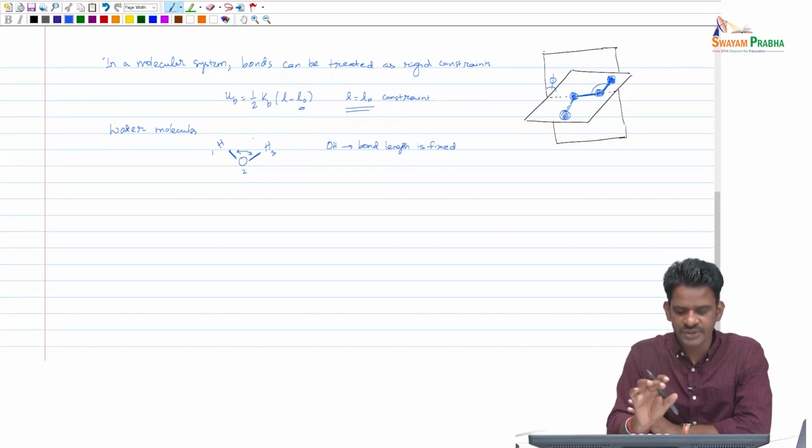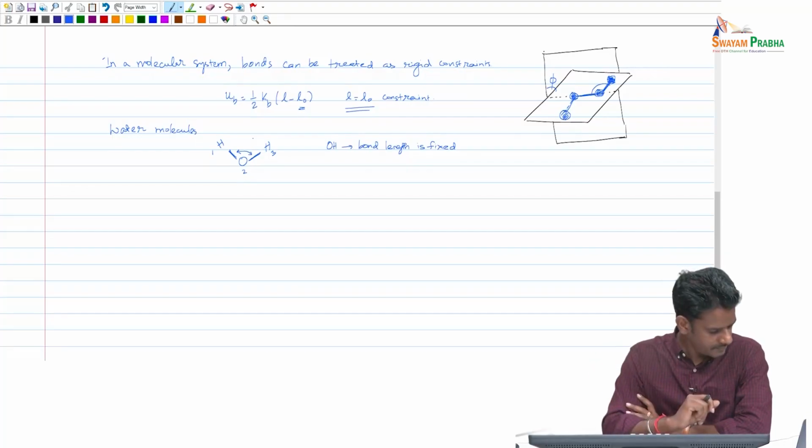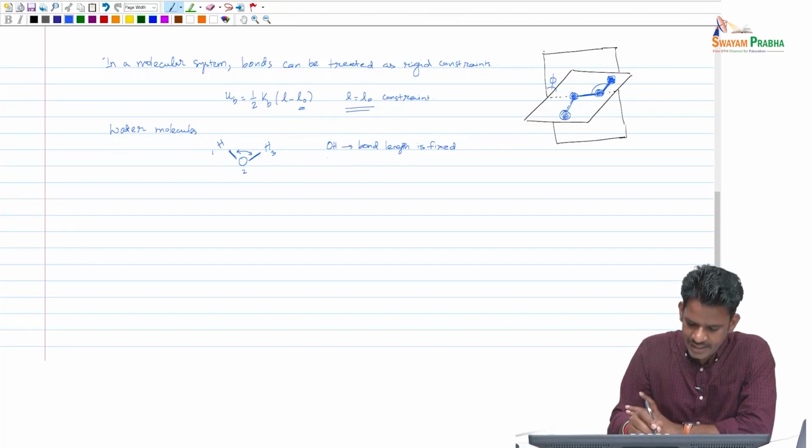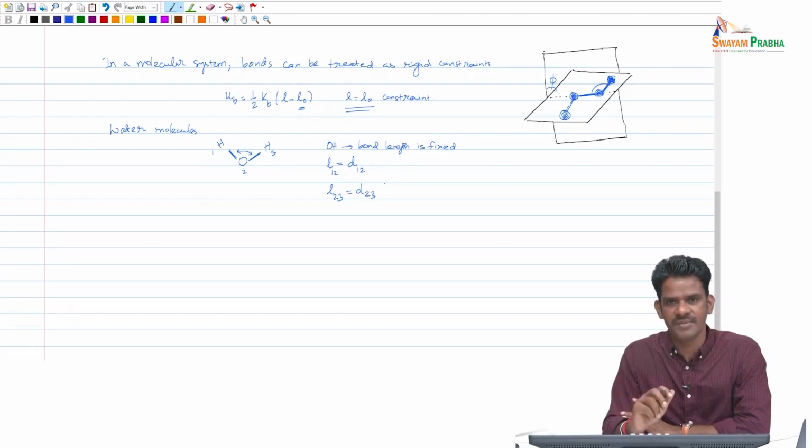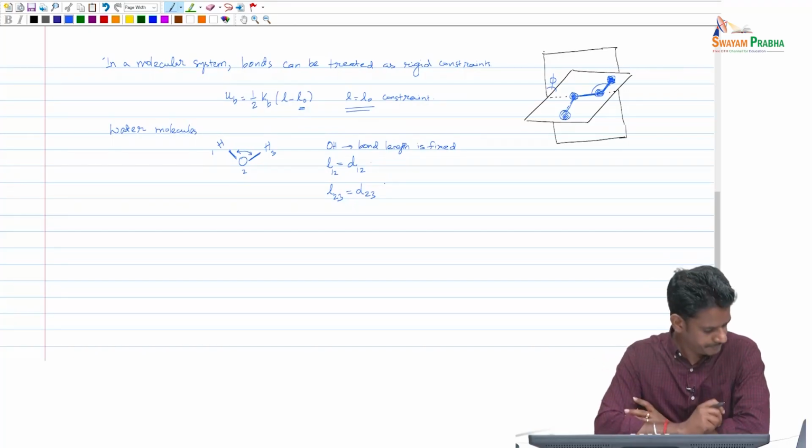All these other descriptions are untouched. We are basically imposing only 2 constraints for the 2 OH bonds, and this OH bond length will be some constant. Let us say L12 will be fixed at D12 and L23 is fixed at some D23. Of course, D12 and D23 are the same value in this particular example, but if you have a different kind of bond, each of them can be set to a constant value.